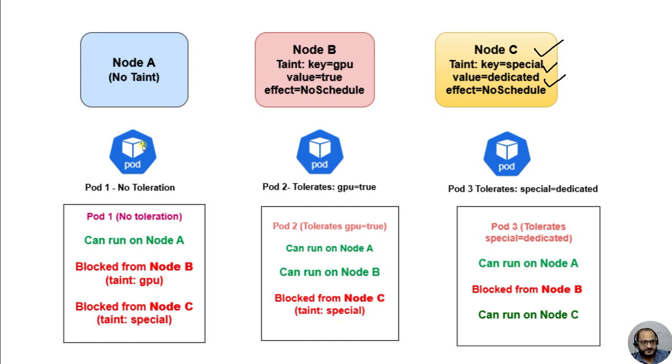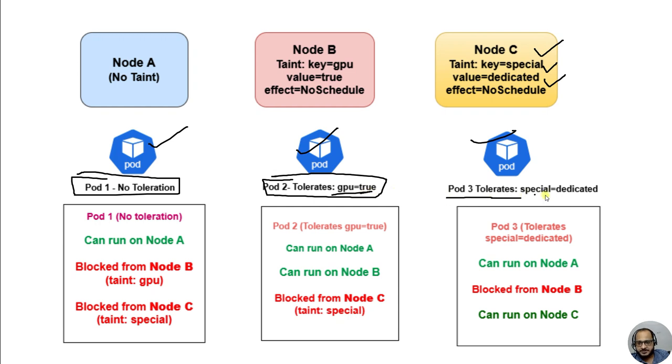So let's take an example. Here we have three pods, 1, 2 and 3. For pod 1 we have no tolerations. This is a plain pod. Second, we have pod 2, which tolerates this key-value pair, GPU equal to true. Third, we have again a toleration with key and value.